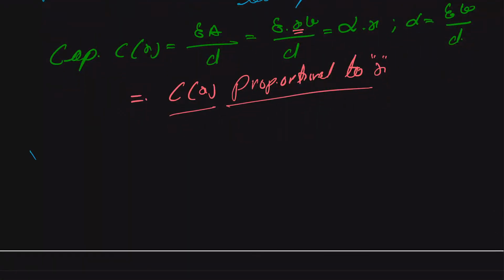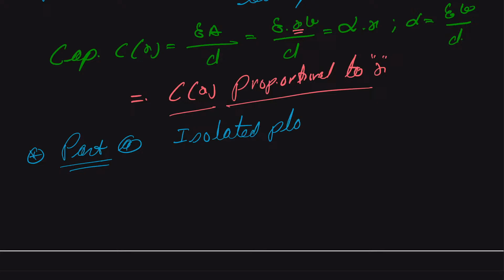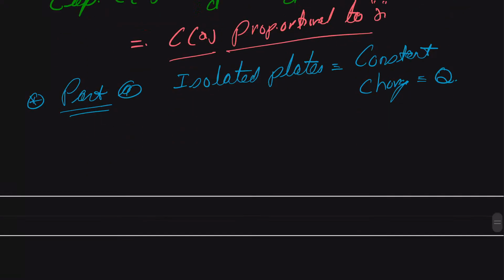So let us start with part A. In part A, we are having isolated plates, therefore we can say constant charge. And that constant charge is nothing but our Q. So based on this we can find out the energy of the system. So we can see our energy.